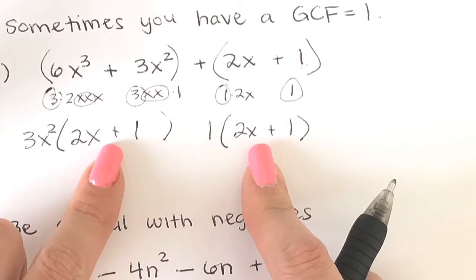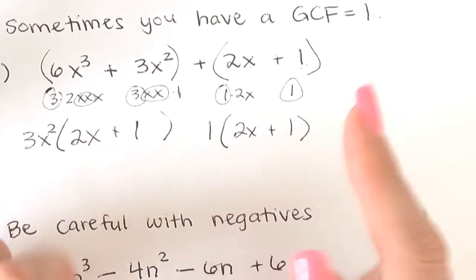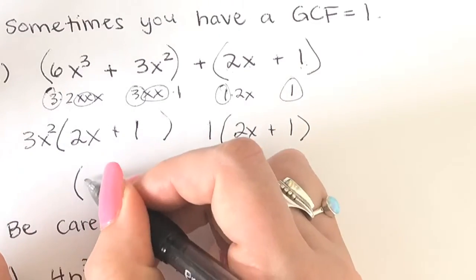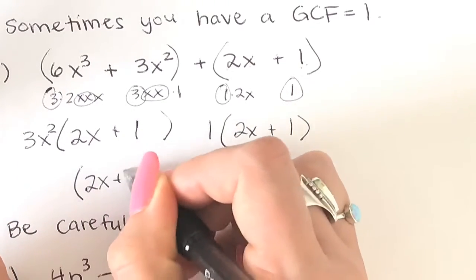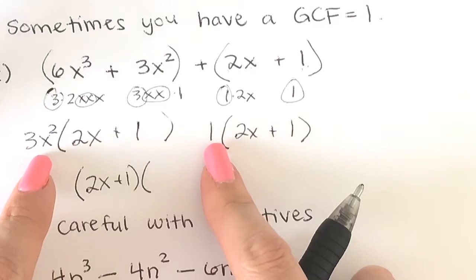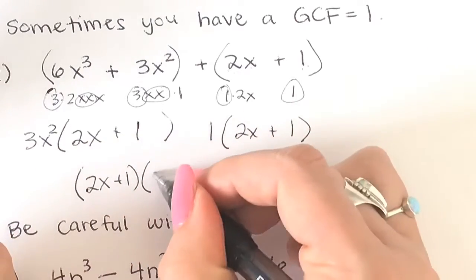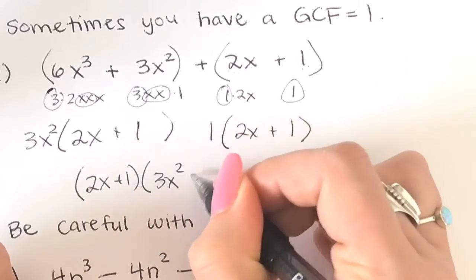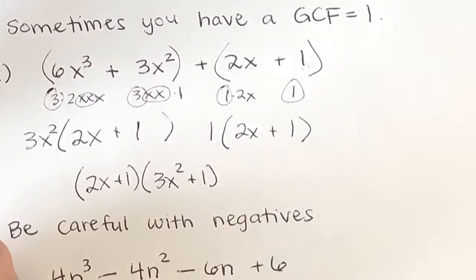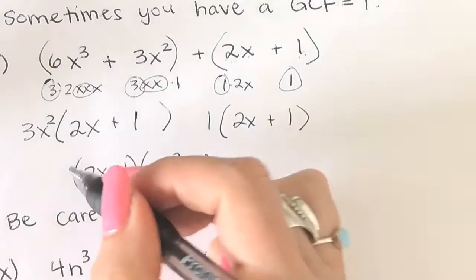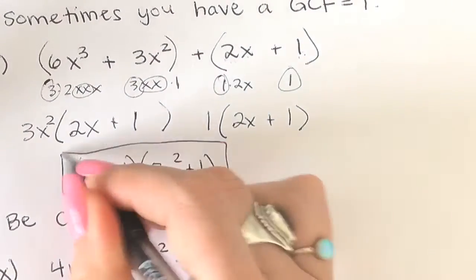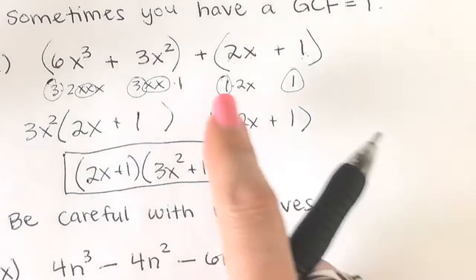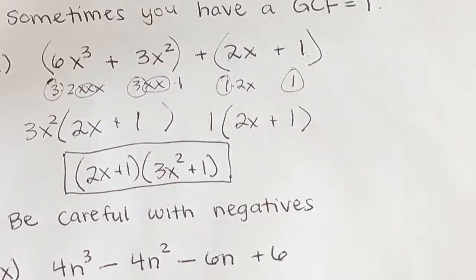But our insides match, 2x plus 1, 2x plus 1. So to write my final answer, we take one of those, and then the extra parts out front come inside the second group, the 3x squared plus 1. And we're done. So watch out for those ones that the common factor is a 1.